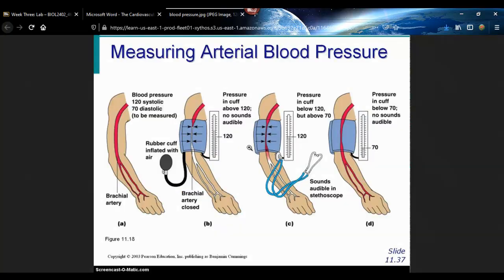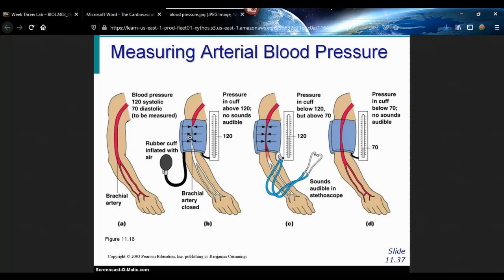How you measure it, if you've never done that before. So here's the brachial artery. That's a very common one for blood pressure because it's right next to the heart. It gives you a good estimation. So you put this little cuff around it. The gauge, cool name, is called the sphygmomanometer. That little pump, you air it up.